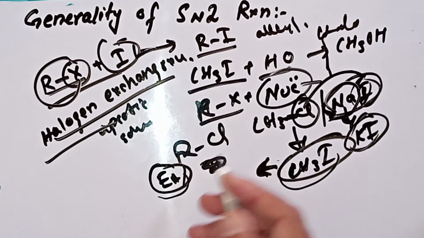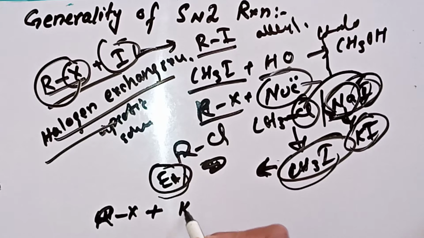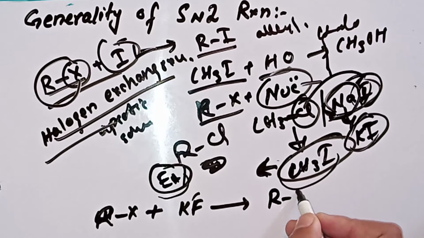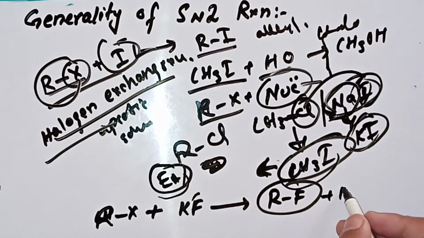But instead of iodide ion, when an alkyl halide RX reacts with KF, that is, when we use the fluoride ion, this is a very difficult synthesis. The formation of RF will be very difficult. Why will it be very difficult?